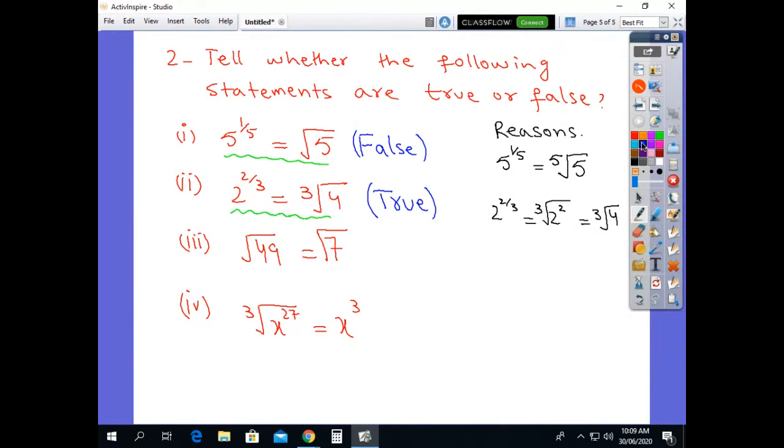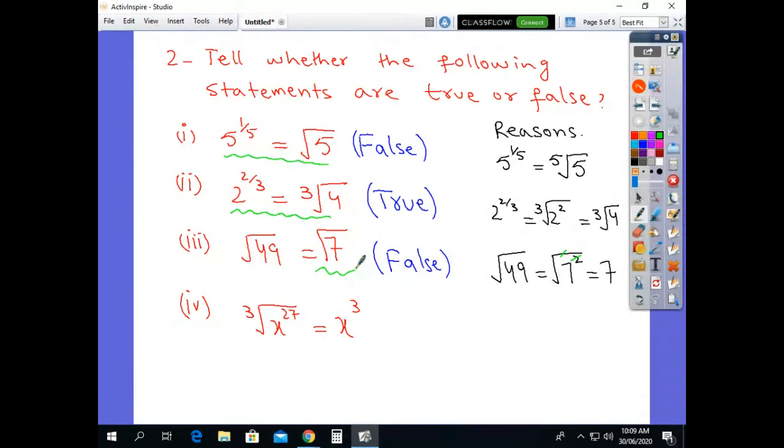And the next one is also false, because we know that square root 49 can be written as square root of 7 square. After cancellation of square with square root, we have only 7. But in the statement, we see that here not only 7, here it is written square root 7. That's why square root 49 is not equal to square root 7.